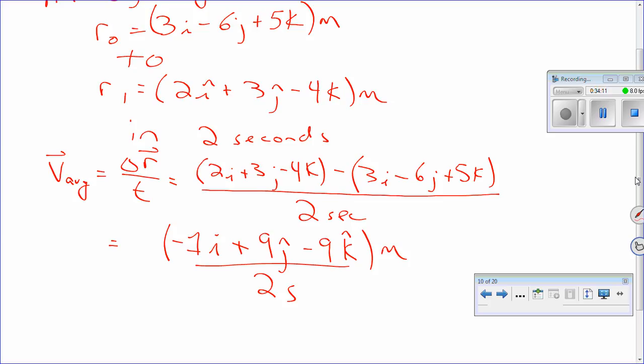So then you just divide it out. So negative 1 divided by 2 is negative 0.5i. 9 divided by 2 is, yeah, sorry, I was just giving myself more room, but thank you. Plus 4.5j minus 4.5k, and then my units are meters per second. So this is my average velocity vector written in unit vector notation. Horizontally, I averaged negative 0.5 meters every second. Vertically, I averaged, cool?